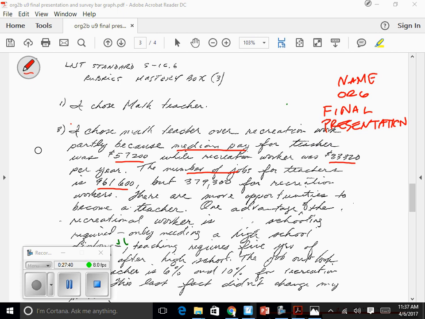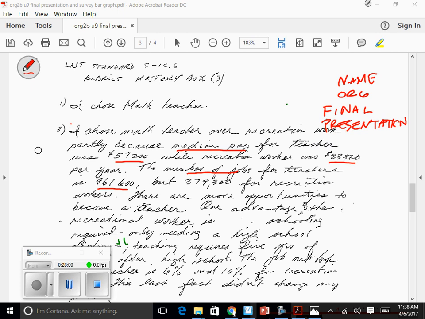Now, again, for you, as you're making your decisions, they don't have to be my decision. In other words, just because it's more of this, there's more pay, I want that job. Whatever reason you decide, you can choose. Nonetheless, you have to back it up with the numbers that you compared. Why? Here goes. There are more opportunities for a teacher.